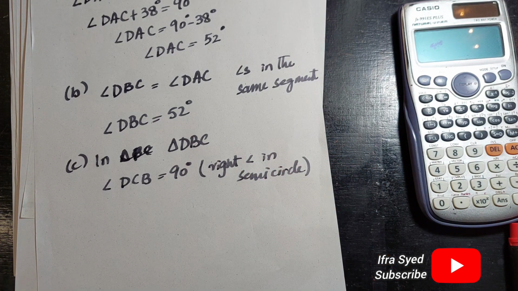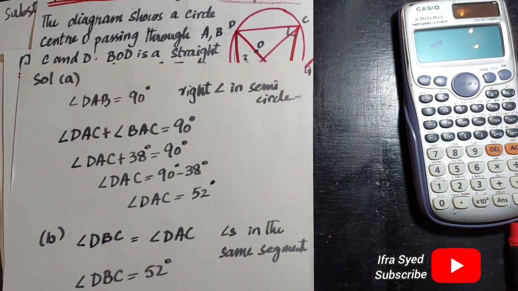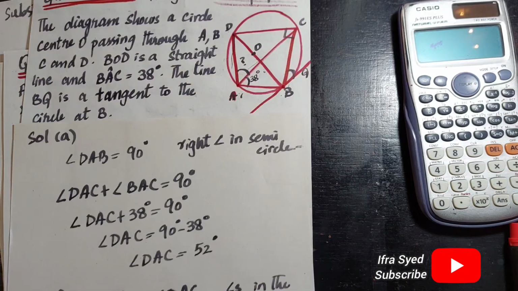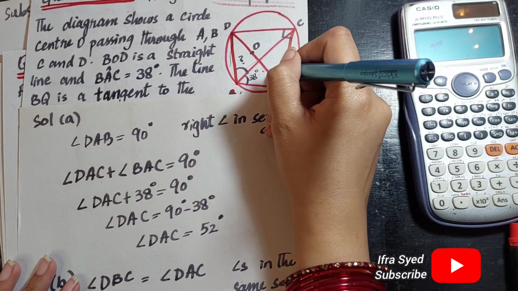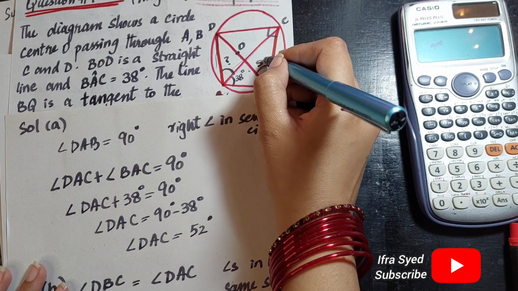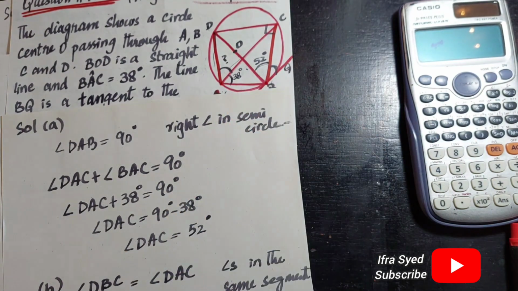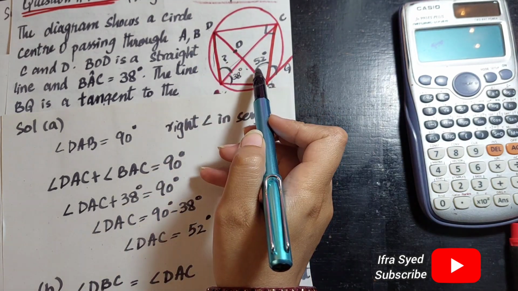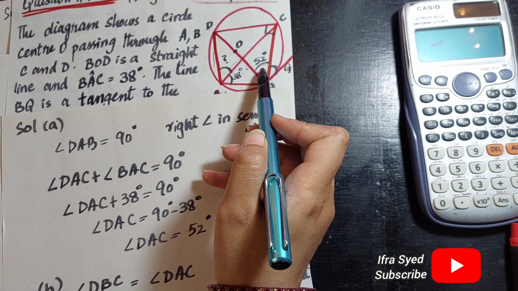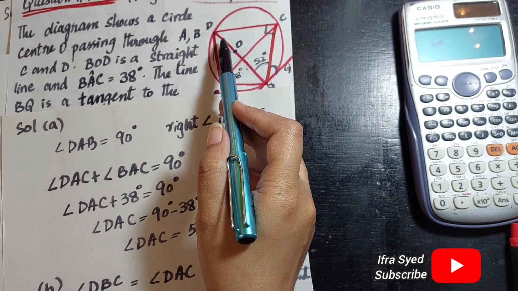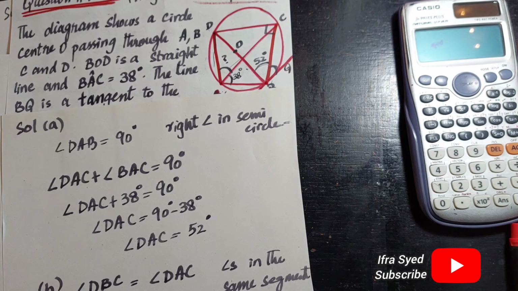In the previous part we found the value of DBC and it is equal to 52 degrees, so I'm writing 52 degrees in this figure. If we follow the properties of a right angle triangle, the sum of the other two angles will be equal to 90 degrees, because 90 plus 90 is equal to 180 degrees.